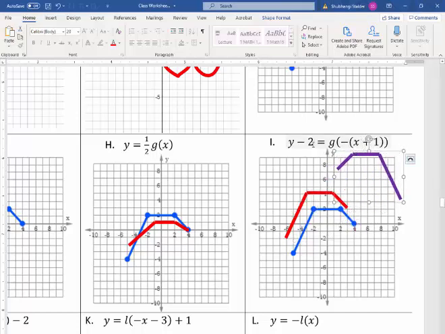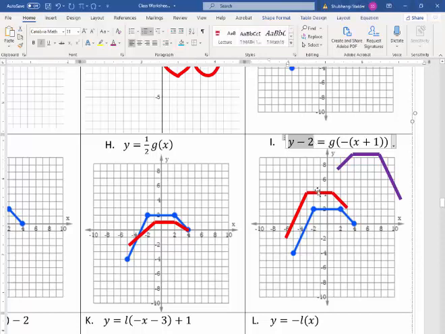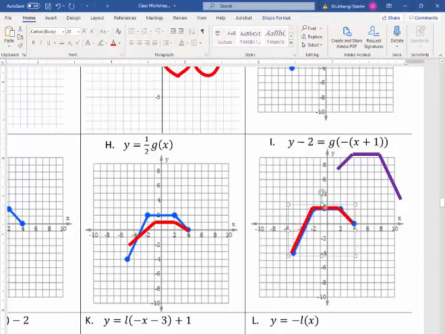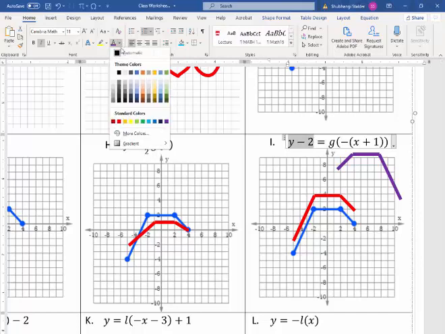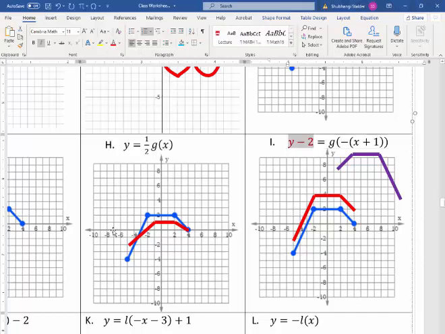All right, so first, the y minus 2 took it, so here's the original shape, right? Y minus 2 took it up 2. Okay, that took care of this part here. Let's make it red so we know we took care of that. You okay with that? Yes.